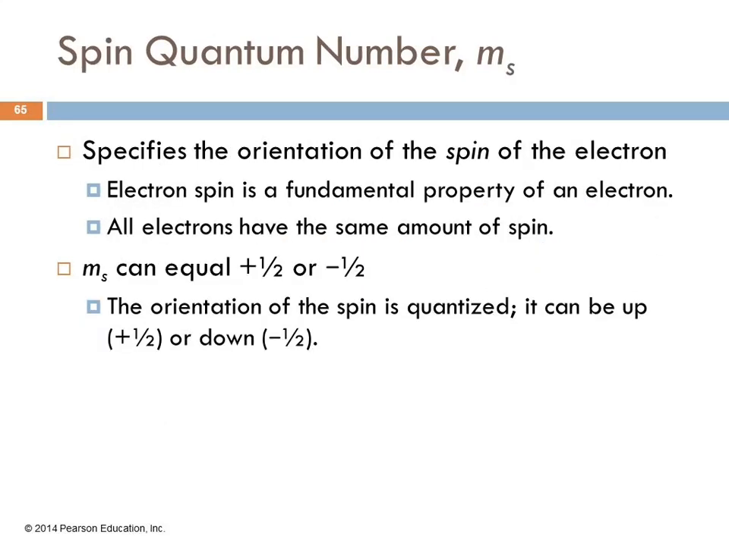Then there's the spin quantum number. This identifies the orientation of the spin. Electrons have spin. They all have the same amount of spin. We just think of the direction of the spin. So you could imagine them like little tops, which they're not, but little tops, some spinning clockwise or counterclockwise. That's the idea here. So M sub S can either be plus 1/2 or minus 1/2. So the spin can be up or down, we usually say, plus 1/2 or minus 1/2.